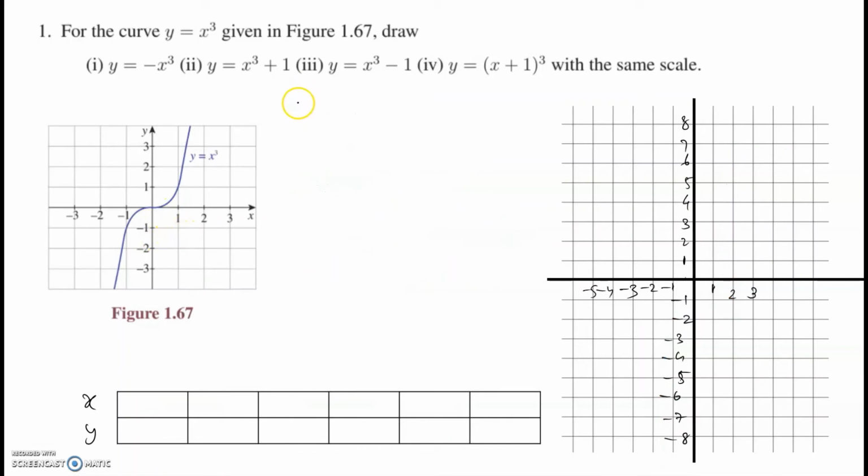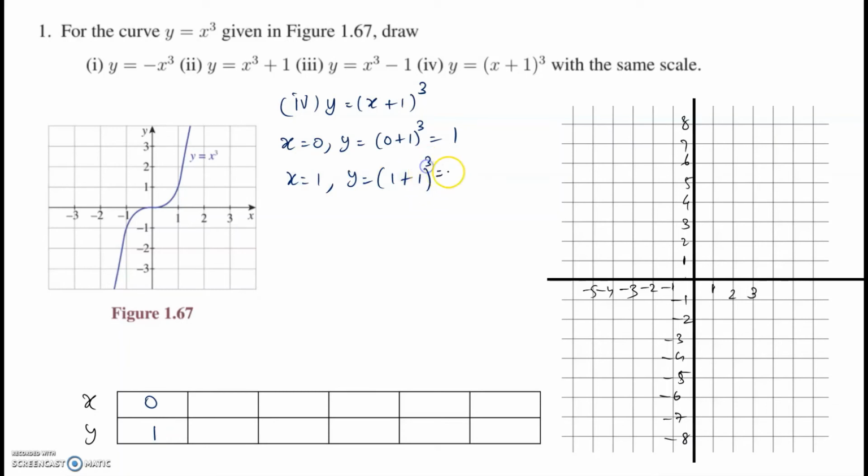Now let's do the fourth one. Y is equal to x plus 1, the whole cube. And let's start plotting the points. When x is equal to 0, y will be equal to 0 plus 1 cube, that is 1. So 0 and 1. When x is equal to 1, y will be equal to 1 plus 1, the whole cube, that is 2 cube, which is 8.